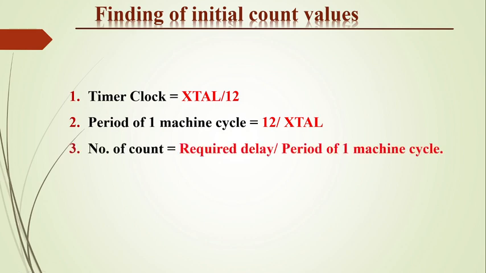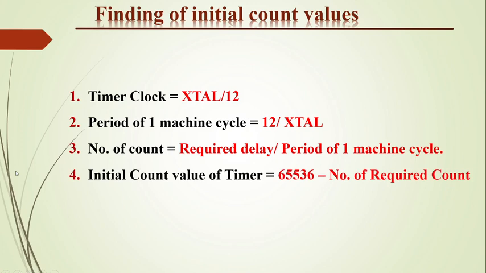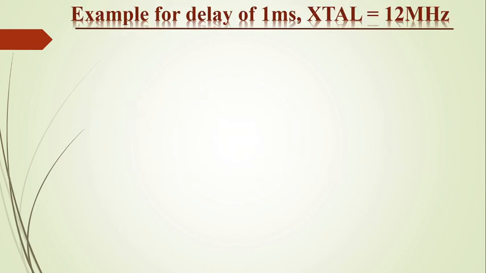The next step is the number of counts. How can we find the number of counts? That can be found using the formula: required delay divided by the period of one machine cycle. Now the fourth step, to find the initial count value of a timer, is 65,536, that is the maximum count, as we are using this timer in mode 1, that is 16-bit mode. So the initial count is 65,536 minus the number of required counts. Here is the example. Now suppose there is a delay of 1 millisecond to generate, and the crystal frequency is given as 12 megahertz.